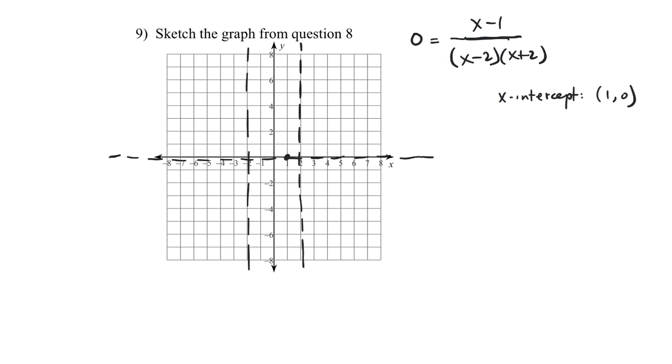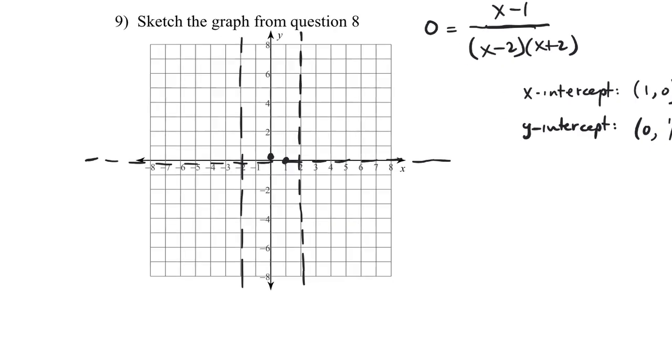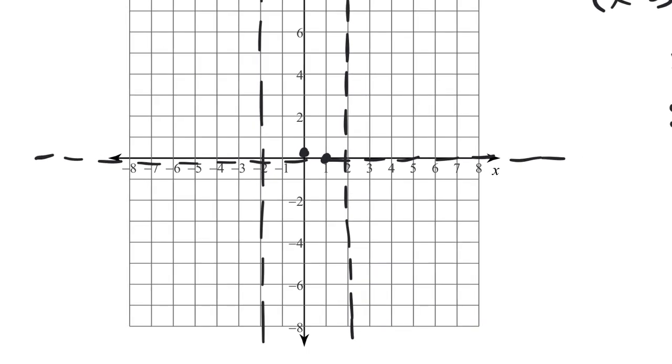The y-intercept is found by letting x equal 0. So if x equals 0, we have -1 in the numerator, and then -2 times +2 is -4. So we have -1 divided by -4, which is 1/4. So if we zoom in there, these 2 points are connected like that.